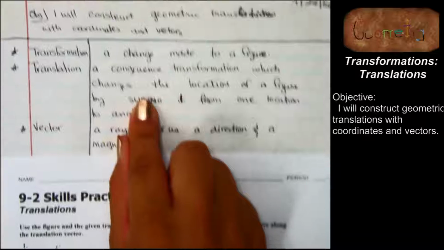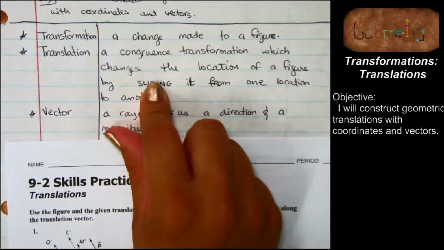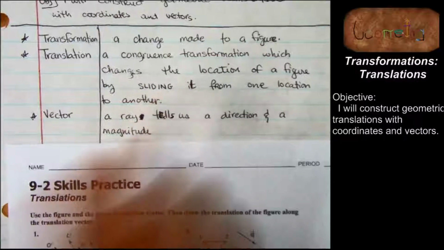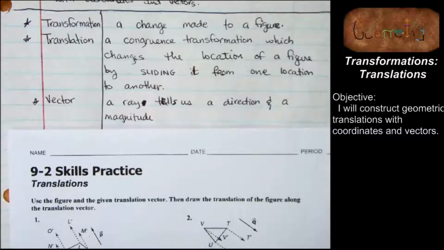And in geometry, our translation, or even in algebra, our translation is going to change the location of the figure, and it does that by sliding it around. So while in some cases we could end up with a figure that looks like it's been spun around, it really doesn't get spun around. It just gets slid and shoved all over the place. A vector is one of the ways that we do it.